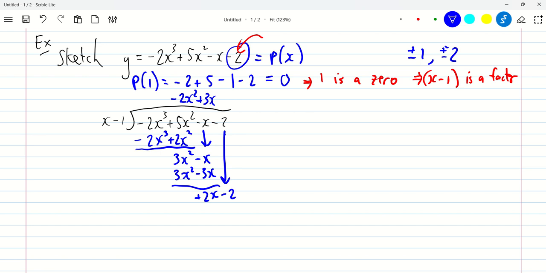What do I need to multiply x by to get 2x? It'll be positive 2. 2 times x is 2x. 2 times -1 is -2. That's what I like to see. We like to see 0 down there. It means I've done everything correctly, and I am happy as Larry. This is good. Very good.